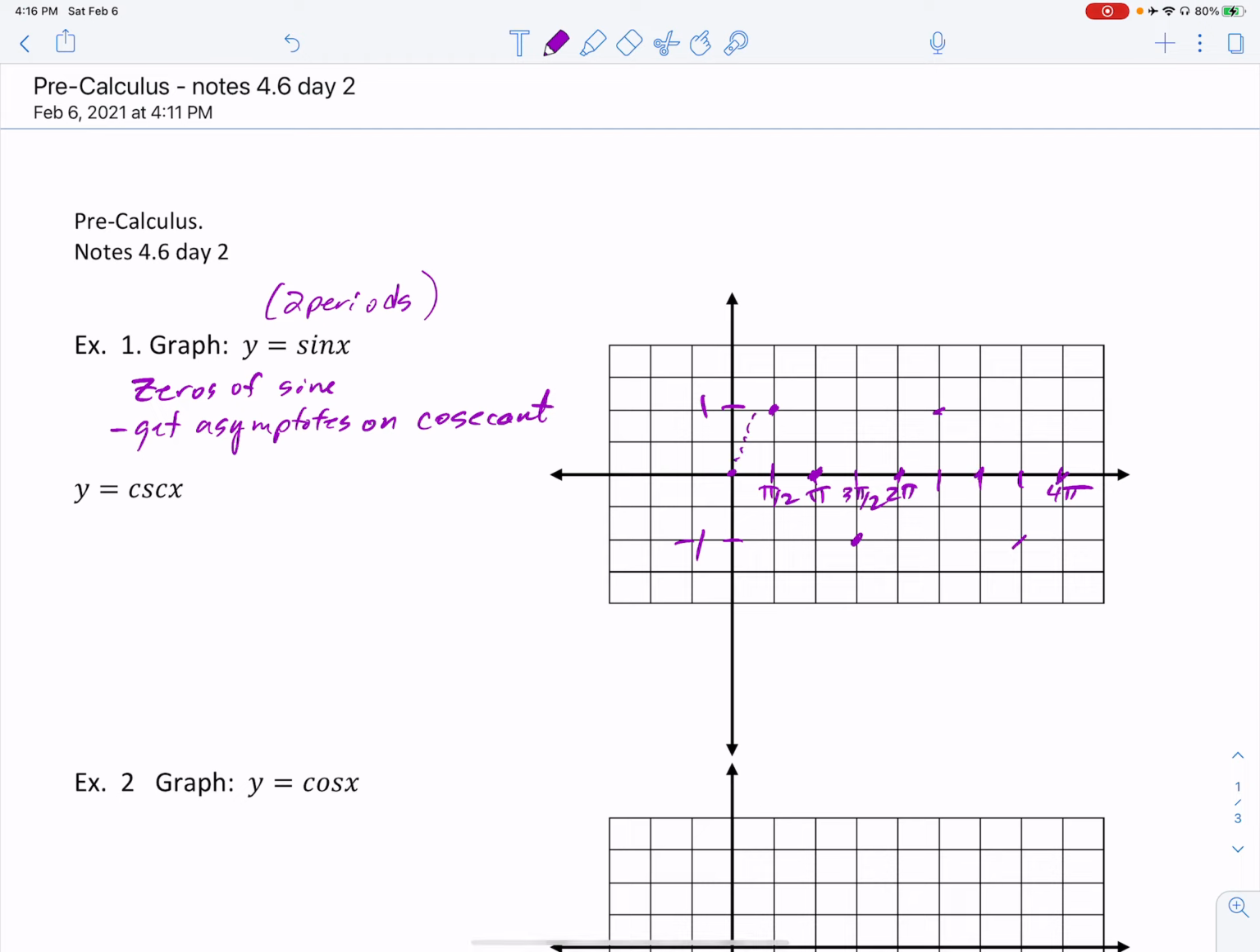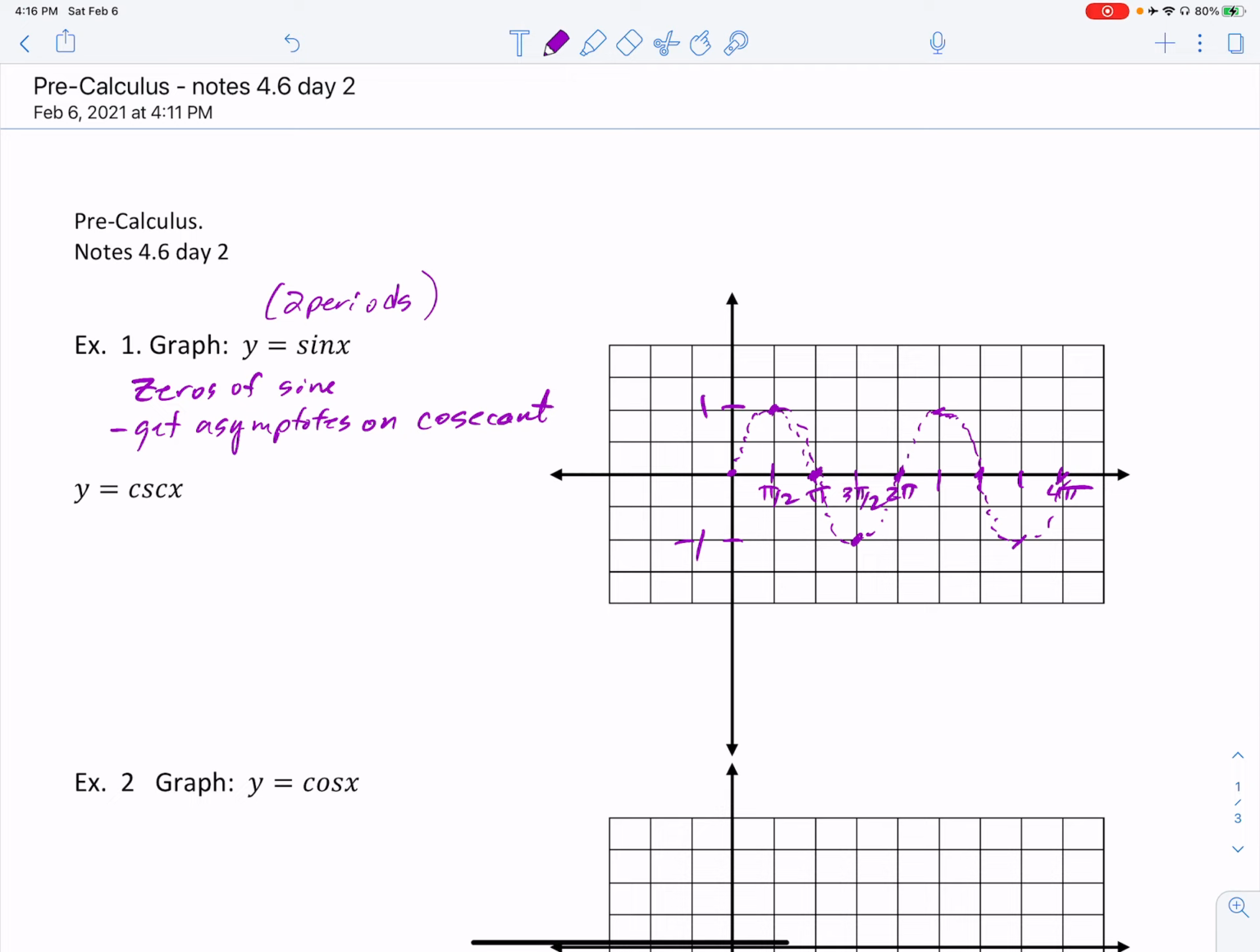And I'm just going to dash. Again, this would be a no calculator activity. So there we have sine for two periods. To 2 pi is 1 period, to 4 pi is 2.